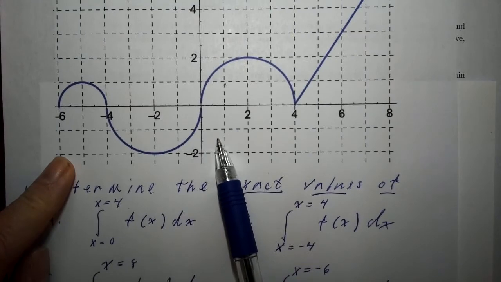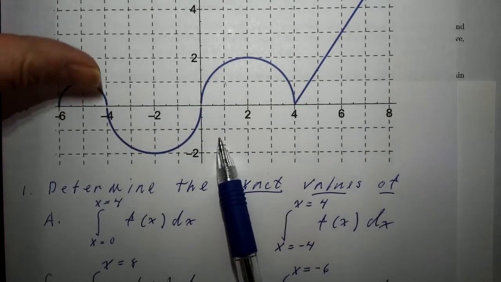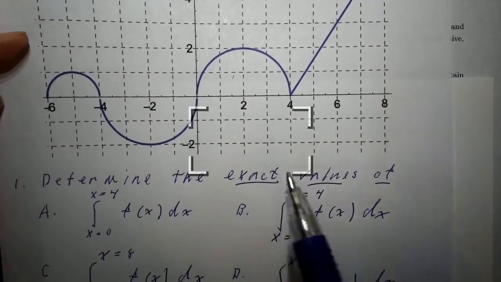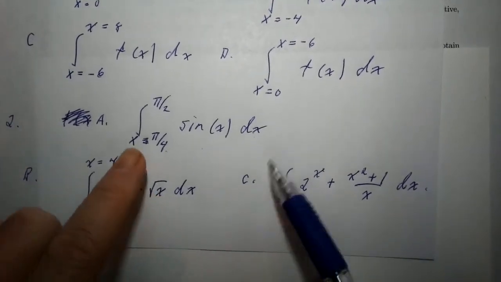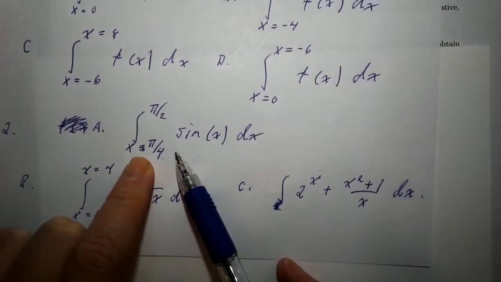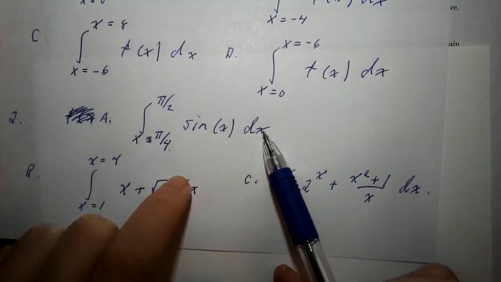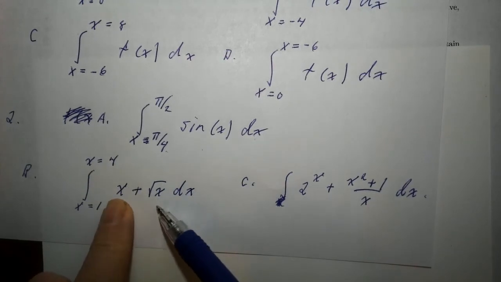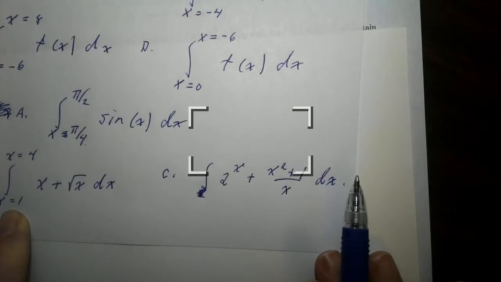Now, exact values mean we don't want to use calculator approximations. You'll have lots of pi's floating around. For example, if you had something like pi plus 1, just leave it as it is. That's fine. And then here are some integrals. The integral from x equals pi over 4 to pi over 2 of sine of x dx. The integral from 1 to 4 of x plus the square root of x. Do these exactly. You're going to have to know a little bit of trigonometry.